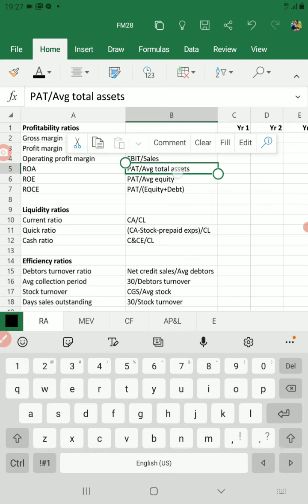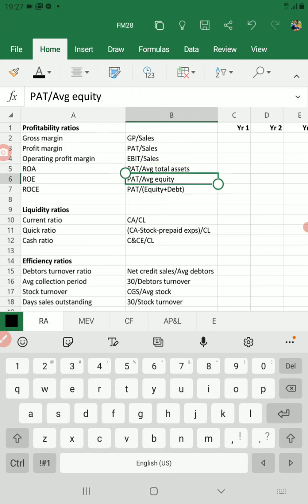Then we need to take the average for the line items that originate from the balance sheet. We need to take the average of the starting and the end of that period, so that we can compare them with the line items in the income statement. Okay, so for return on assets, we take profit after tax divided by average total assets.